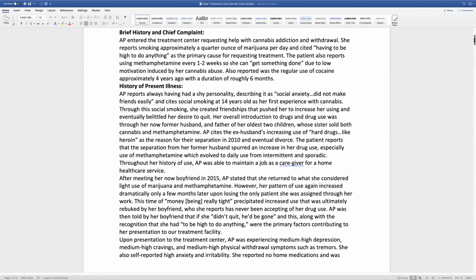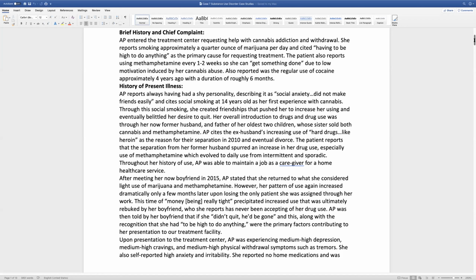AP cites her ex-husband's increasing use of hard drugs like heroin as a reason for their separation in 2010 and eventual divorce. The patient reports that the separation from her former husband spurred an increase in her drug use, especially methamphetamine, which evolved from intermittent to daily use. Throughout her history of use, AP was able to maintain a job as a caregiver for a home health service.